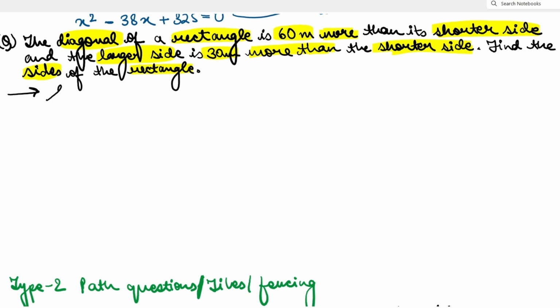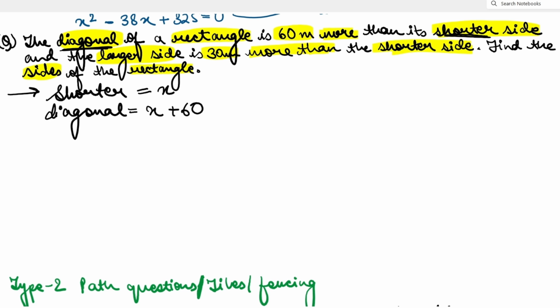First of all, we'll assume the shorter side, because everything has a relation with the shorter side. So we'll take the shorter side as x. Now my diagonal is equal to x plus 60, because it's 60 more than the shorter side. And my larger side is 30 more than the shorter side, so you can write it as x plus 30.